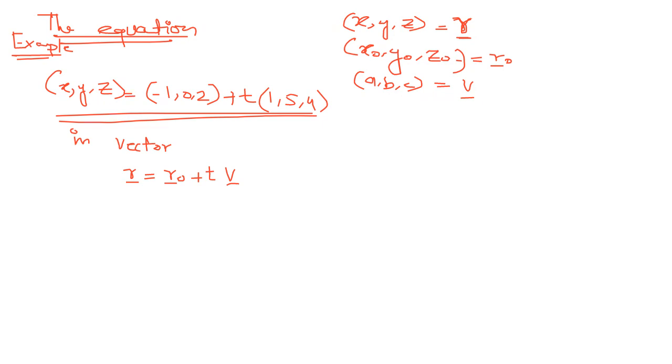So what is the point here? The point is -1, 0, and 2. And what will be the vector? The v vector is equal to what? 1, 5, and 4. That's it.